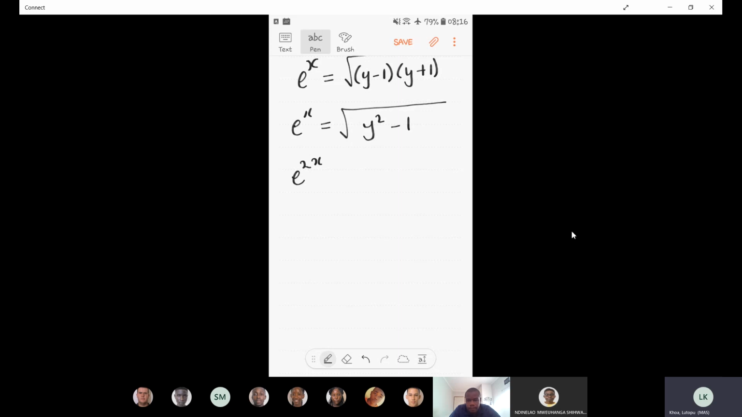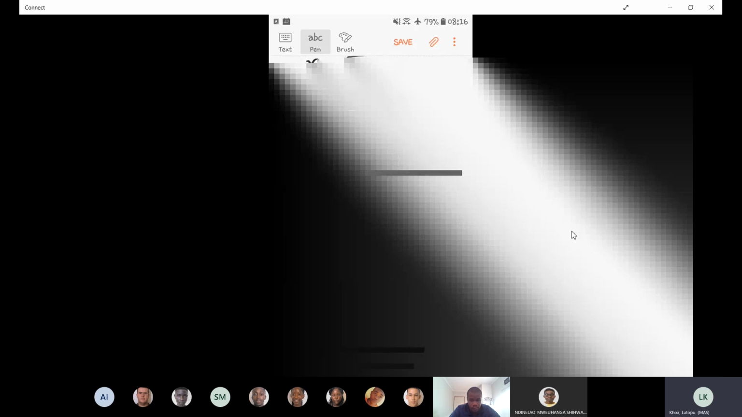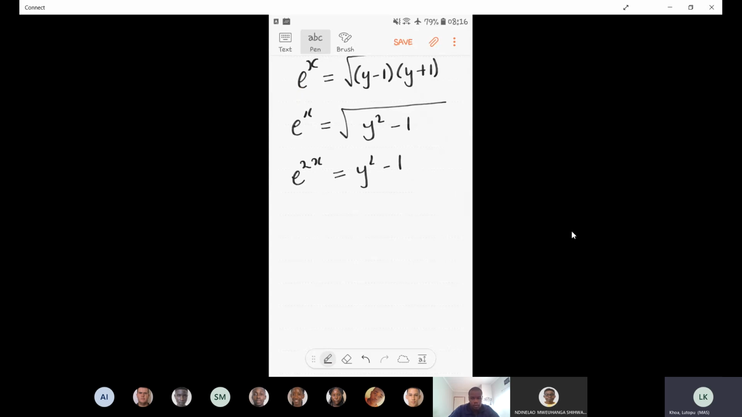Okay, so e to the power of 2x, because it's e to the power of x to the power of 2, those two should multiply, and then you have y squared minus 1. Then you make y squared the subject, so you have y squared. This is equal to e to the power of 2x plus 1, and then you take plus or minus the square root. So y is equal to plus or minus the square root of e to the power of 2x plus 1.